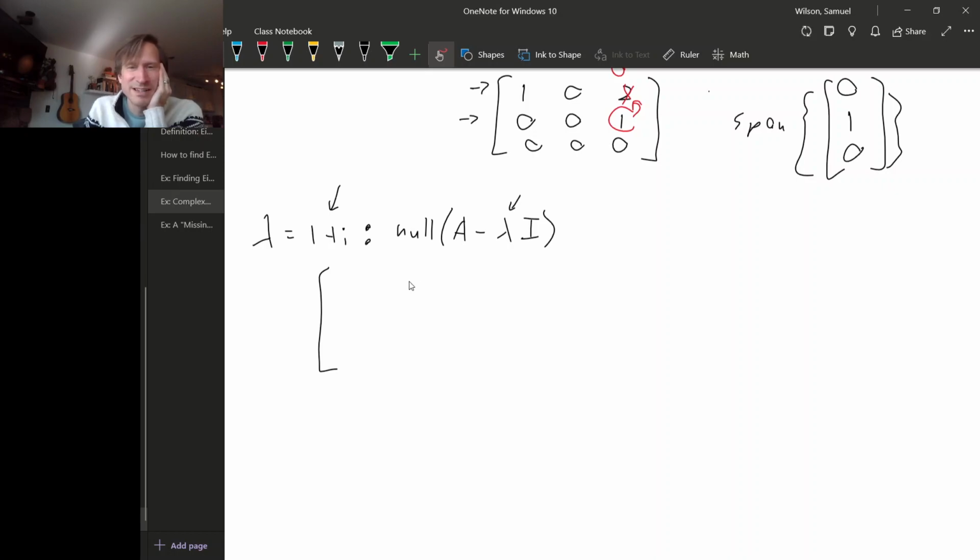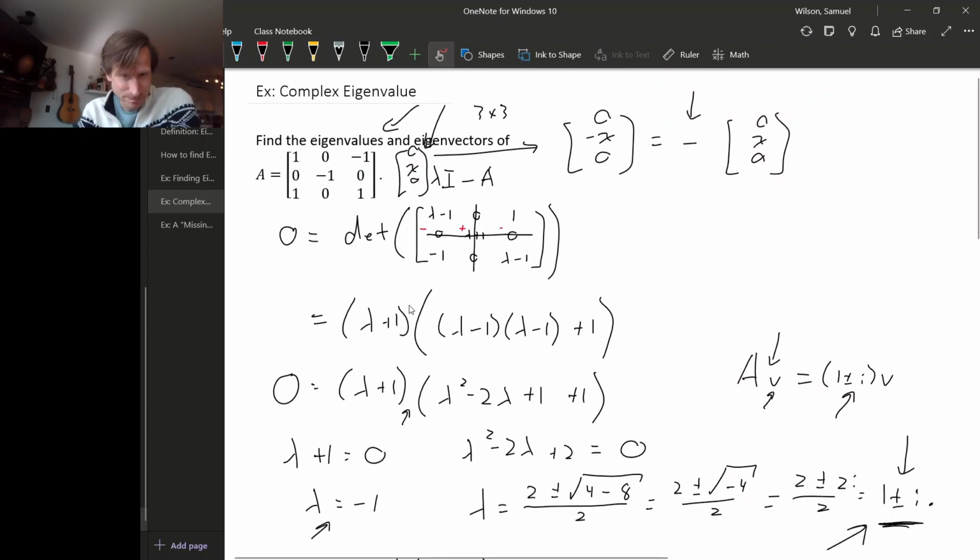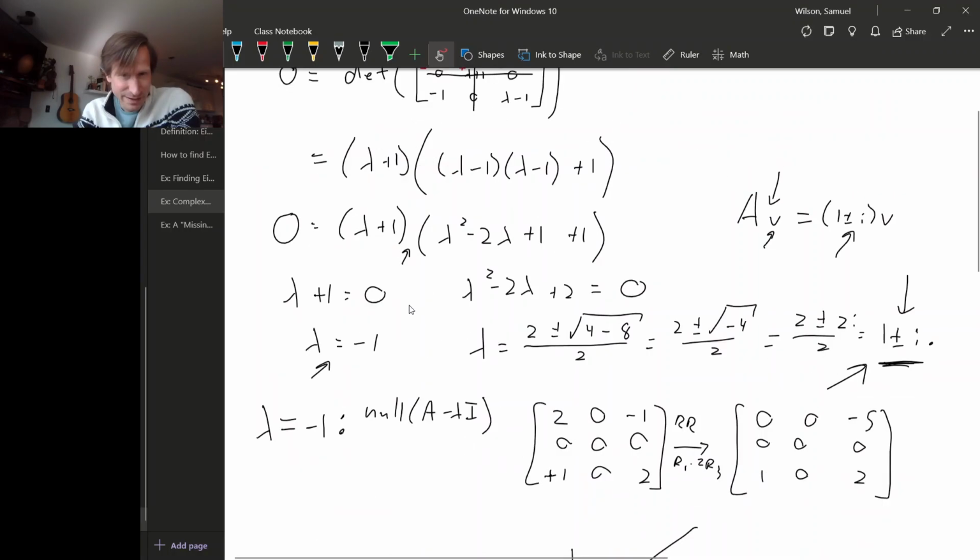So let's see. We had a minus 1 here. We had zeros here. Here we had a plus 1. Up here we had a plus 1. So plus 1 minus 1 plus i, that's minus i. And same thing down here. And then here our original matrix had a minus 1. So minus 1 minus 1 plus i, that's minus 2 plus i. Okay, let me make sure that I got that right. Yes.